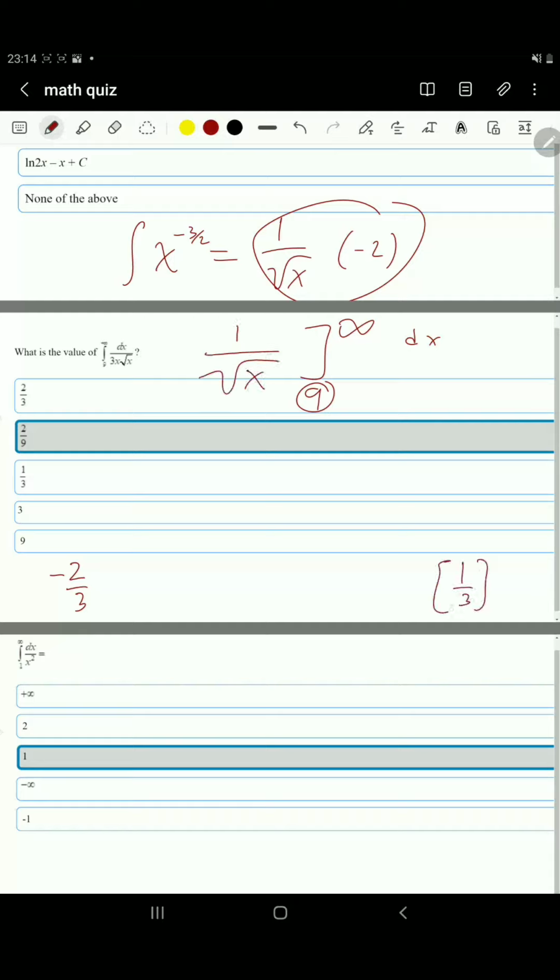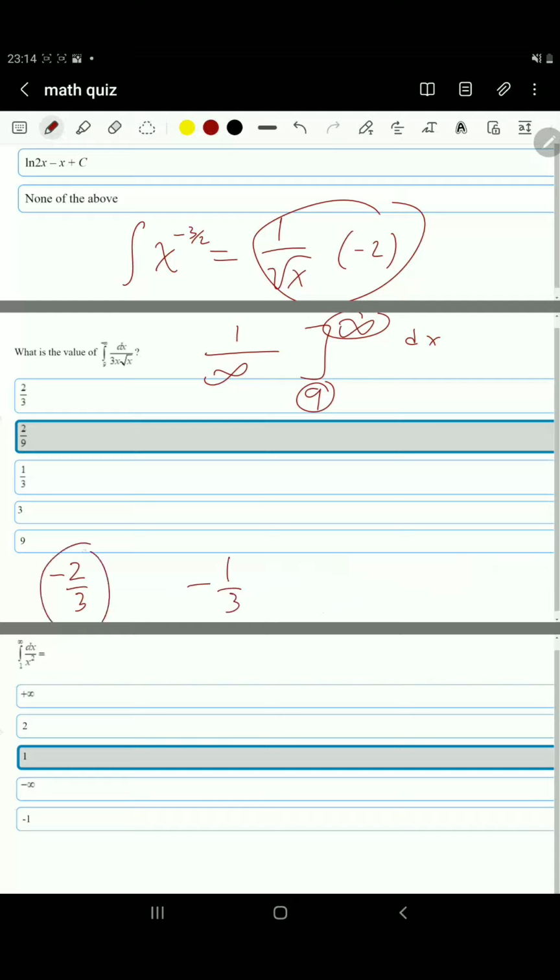For the top limit, put infinity. Radical infinity is infinity. 1 over infinity is 1 over a really big number, and 1 over a really big number on the calculator is almost equal to 0. So in other words, 1 over infinity is always 0. So your upper limit is 0. And you subtract upper limit minus lower limit. 0 minus 1 over 3 is minus 1 over 3.